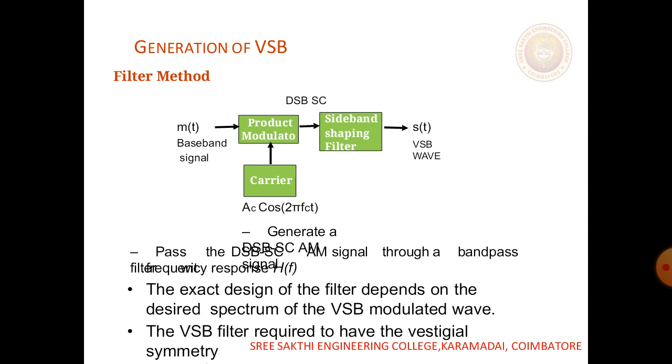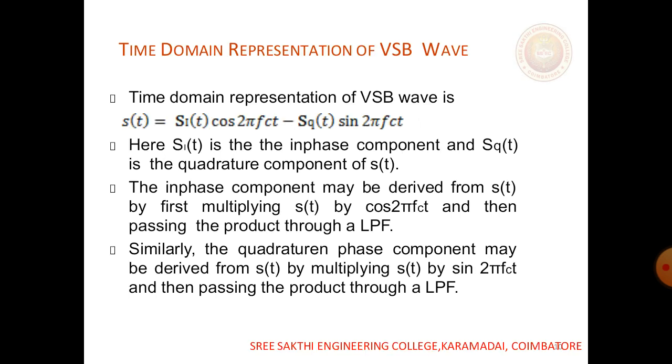In the product modulator, we apply the baseband signal on one side and the carrier signal on the other side. Finally we get a double sideband suppressed carrier. Again, you pass this double sideband suppressed carrier through a sideband shaping filter. Finally you get one sideband as it is and a part of the other sideband. These are the time domain representations of VSB.